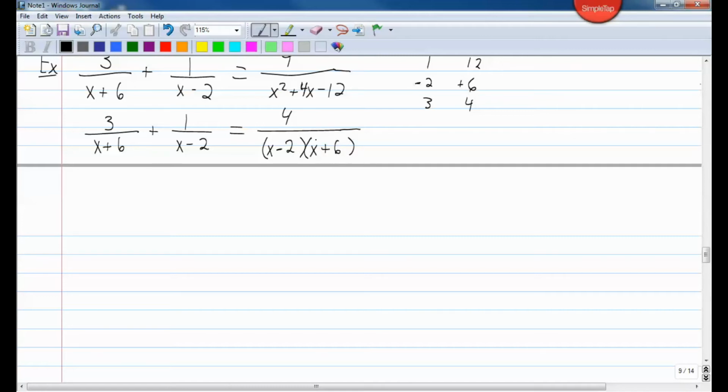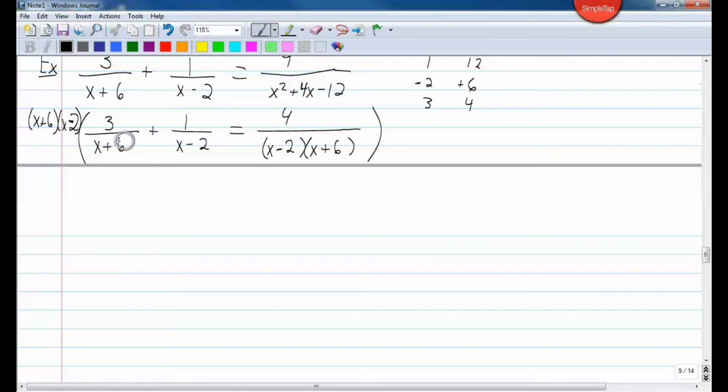I've already taken an x minus 2 and an x plus 6, so I don't take them again. Alright, and so now that I have all the terms that are in my least common denominator, I need to just write the product of all those terms. And that's what I'm going to multiply every term by. So I'm going to multiply every term by x plus 6, and by x minus 2.